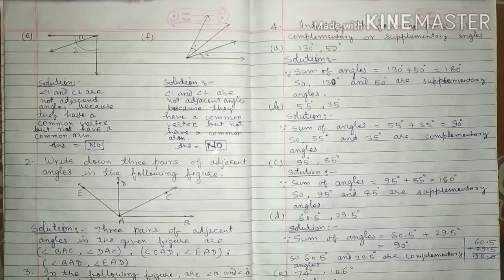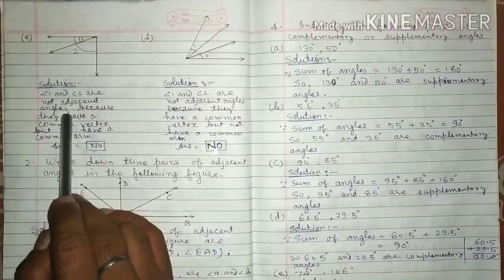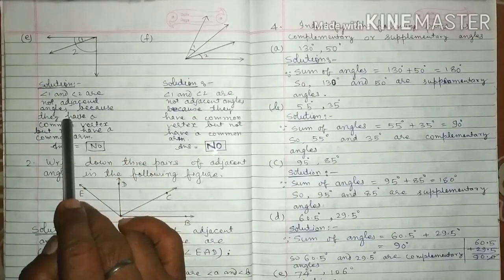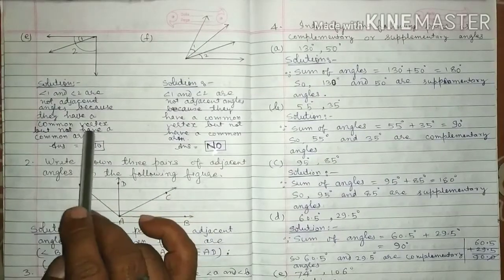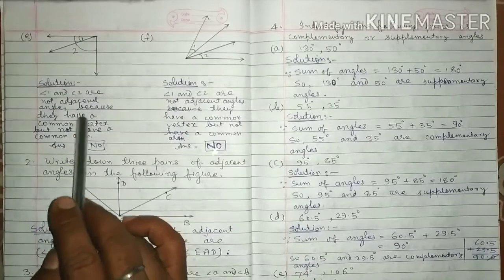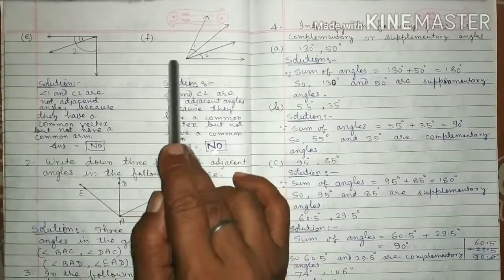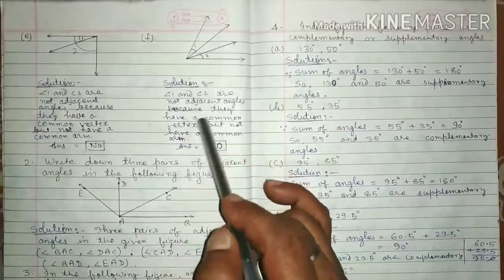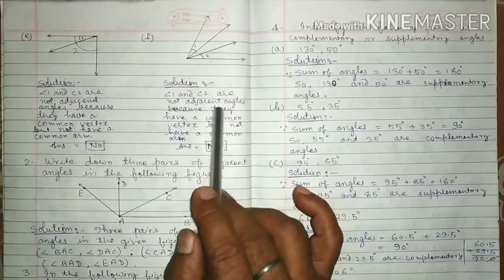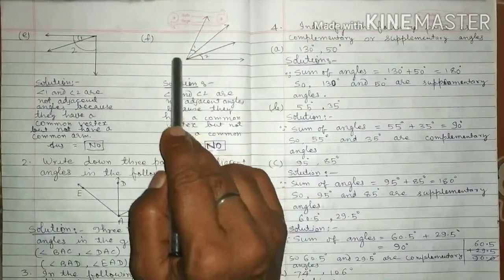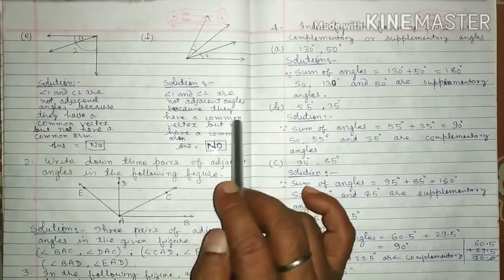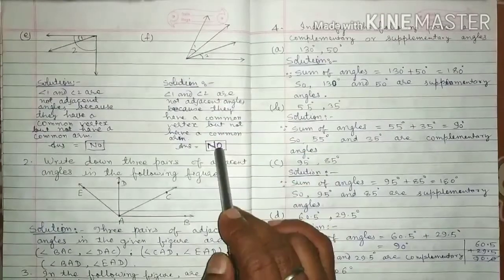Question number E. For this figure we observe that angle 1 and angle 2 are not adjacent angles because they have a common vertex but not have a common arm. So answer of this question is no. Question number F. For this figure we observe that angle 1 and angle 2 are not adjacent angles because they have a common vertex here but they have no common arm. So answer of this question is no.